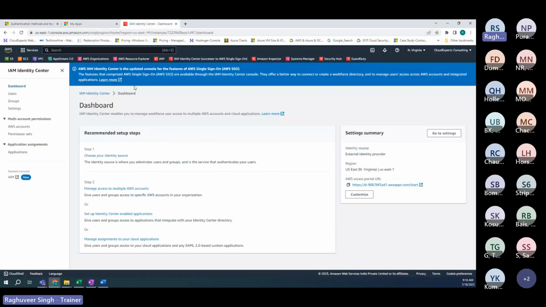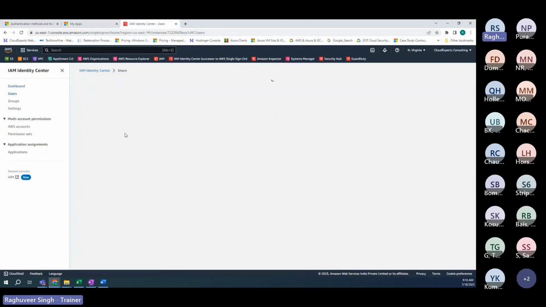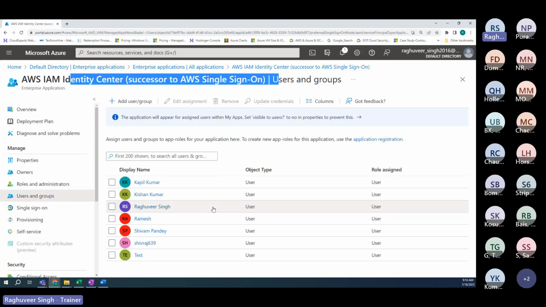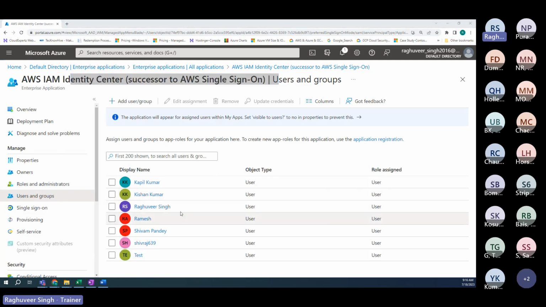Inside the AWS portal, if you go to the Users tab under IAM Identity Center, all users reflect here: Kishan, Ramesh, Kapil, Test, Raghuveer, Shivam. You can see all the users are reflecting in AWS.